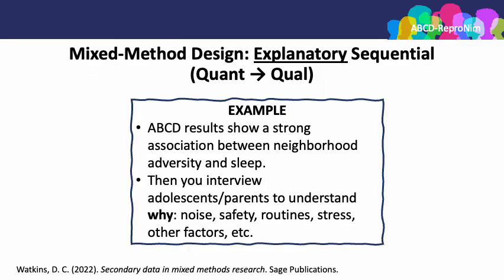So here in this example with an explanatory sequential design, again, you're doing your quant first and then your qual. You would basically look at your ABCD study results, where you see a strong association between neighborhood adversity and sleep. So you have some kind of model that's telling you that greater neighborhood adversity is associated with poorer sleep. Now, you're wondering, well, what is it about that neighborhood adversity?